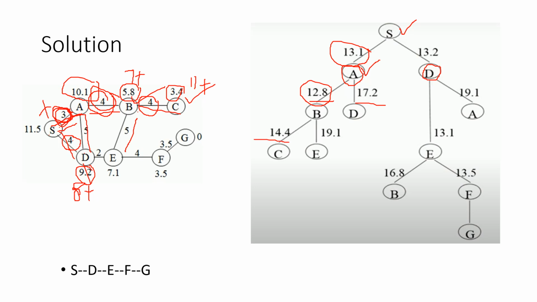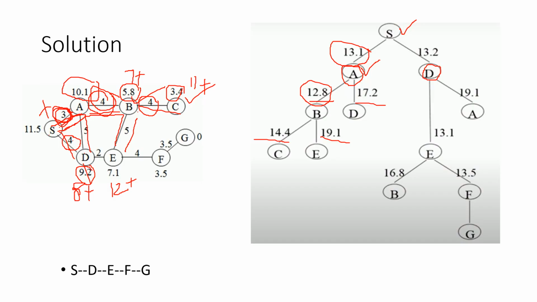Then we are considering F. Starting point to A it is 3, A to B it is 4, now it is 7. Then B to E, it is 7 plus 5, that is 12. So 12 plus h of E, which is given as 7.1, so it will be 19.1.